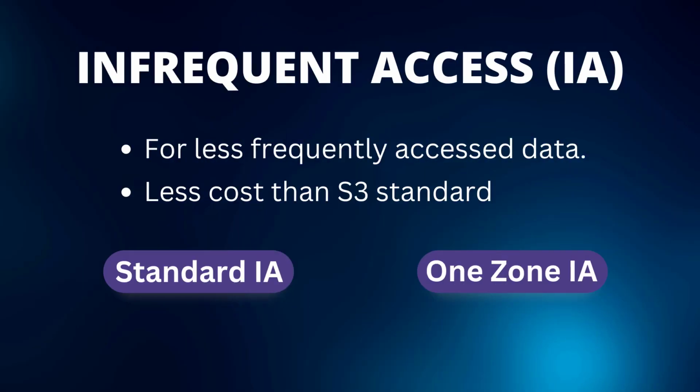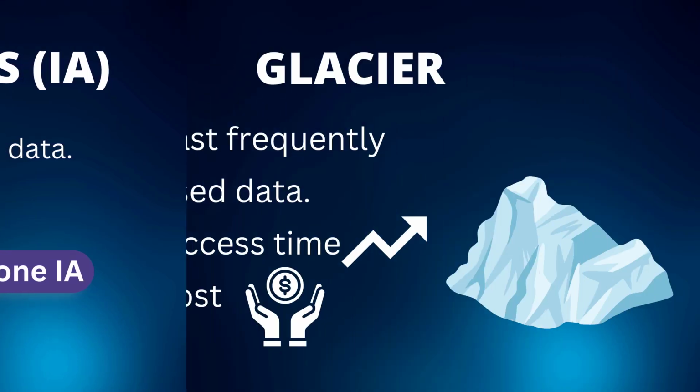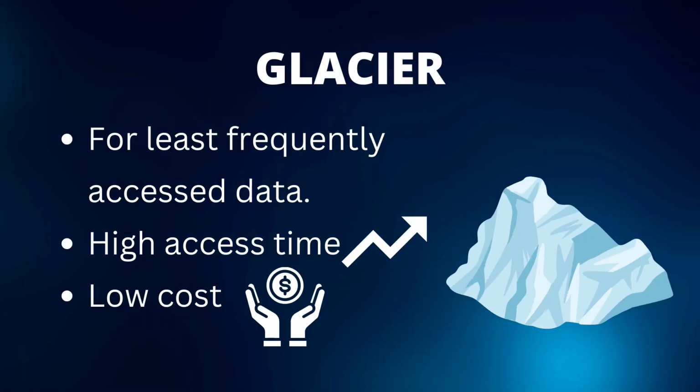Next is infrequent access or IA storage class. This has two storage classes, one is Standard IA, and the other is One Zone IA, with the only difference being the number of zones where data is stored. In Standard IA, your data is stored in more than 3 zones, and it is available even if one zone fails, which is not the case in One Zone IA. This storage is for data that is less frequently accessed. Its cost is lesser than Standard but has higher access time. And the last is Glacier, where the least frequently accessed data is stored. This class has a very minimal cost but also has high access time.